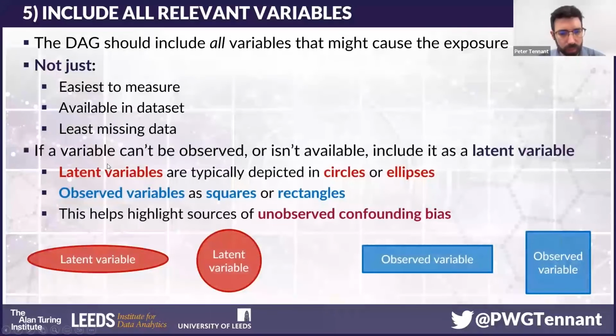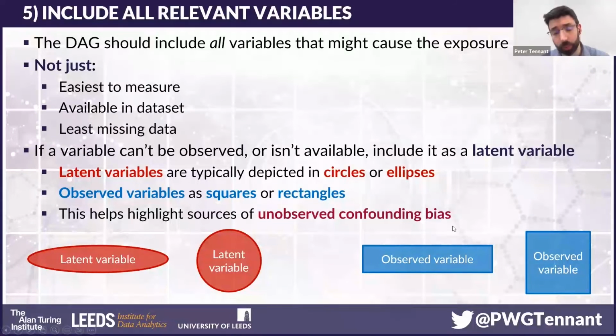If a variable can't be observed, and there should always be some variables that you realize you don't have, then I would explicitly include these as so-called latent variables, using the appropriate notation for you. If you're using the path diagram notation, then latent variables tend to be circles and ellipses, compared with squares and rectangles for observed variables. And the useful thing about that, even if you do nothing else, is that it really helps to highlight the different sources of unobserved confounding.